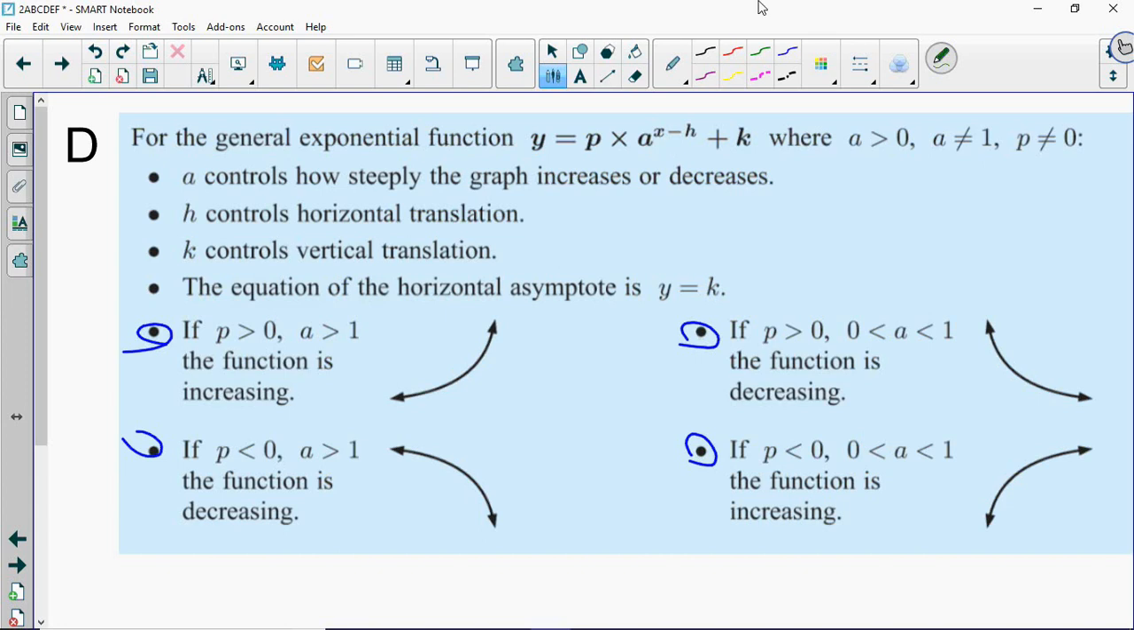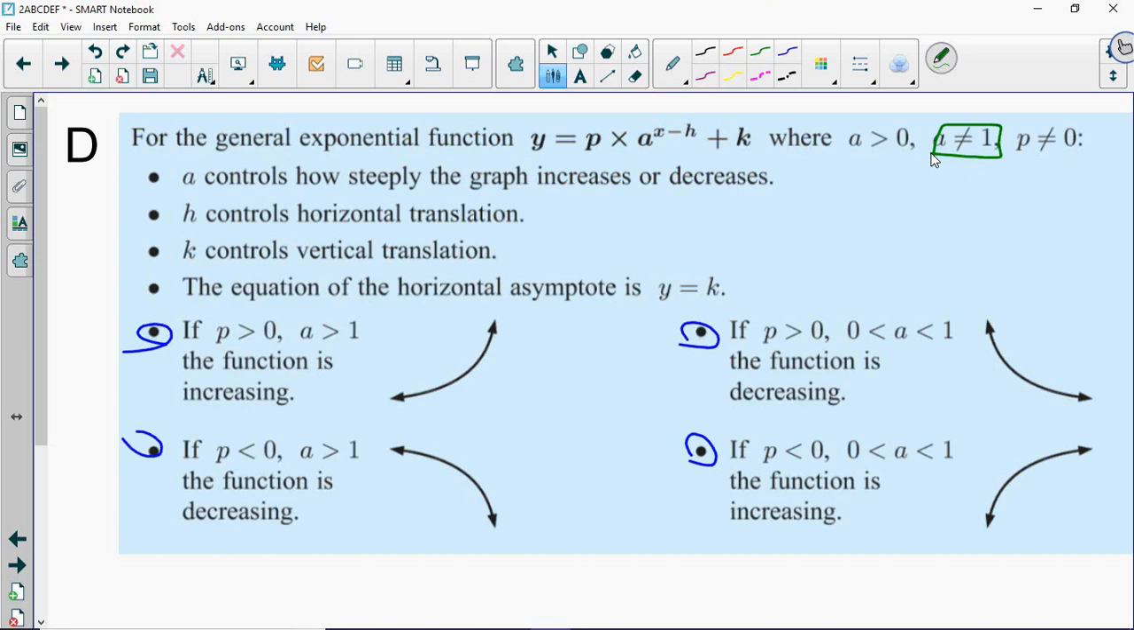Now we have a couple of restrictions up here. For example, a, the base of the exponent, can't be equal to 1. Why not? Well, 1 to a power generally is equal to 1. So that's not really going to be exponential. It's just going to end up being some sort of constant.